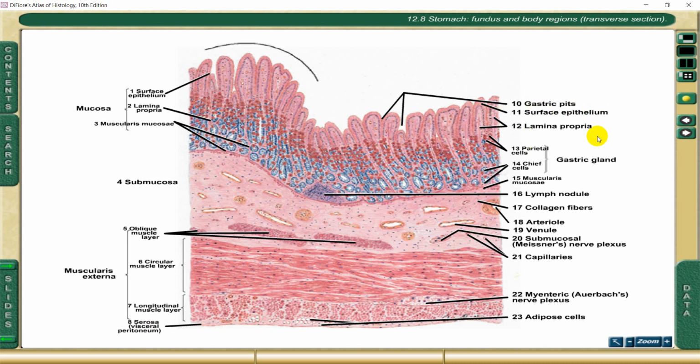Surface epithelial lamina propria, which here means the gastric gland, the parietal, chief cell, stem cell, mucous neck cell, enteroendocrine cell, with the lymph node, collagen fiber which is type from the dense connective tissue, arteriole, venule and the Meissner plexus or nerve plexus in the submucosa.